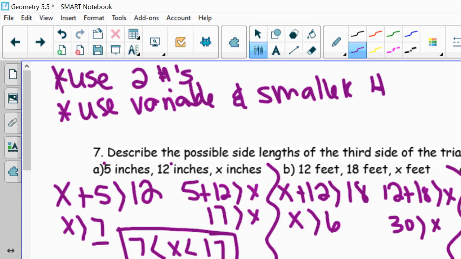So now I take 7 plus 13. That has to be bigger than X. So 20 has to be bigger than X. So X has to be between 6 and 20. Okay, so that's the inequality, all the possible side lengths for that third side of that triangle.